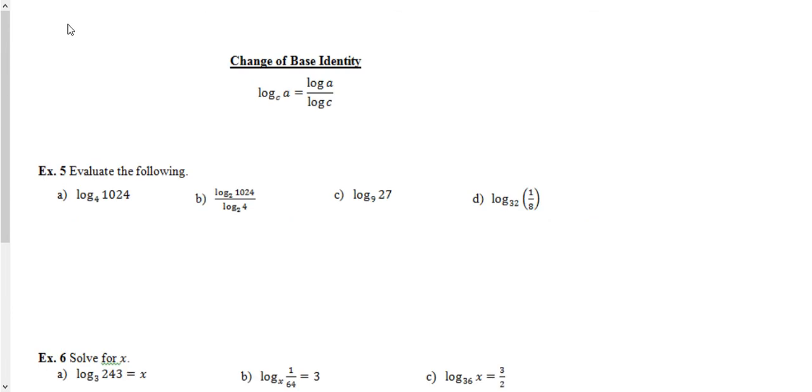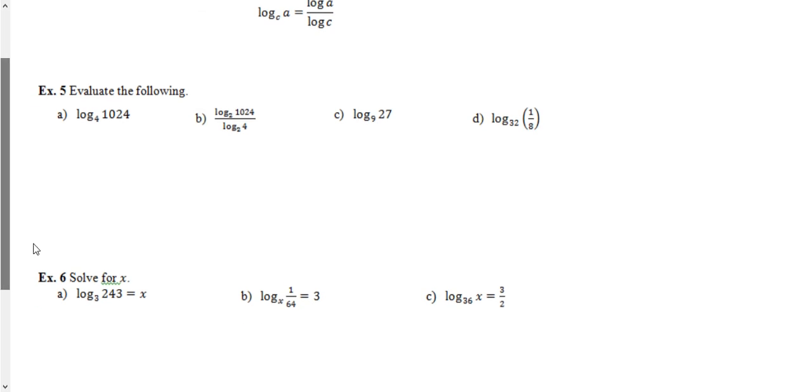In example 5, this says evaluate the following by the change of base identity. This was back when we were working with TI-83s and you did not have proper functions on your calculator. If you wanted to change your base, you would do log base 10 of A divided by log base 10 of C, and you'd get the same answer. So number 5 should be pretty quick.